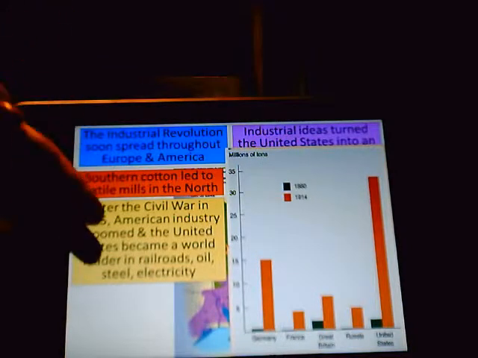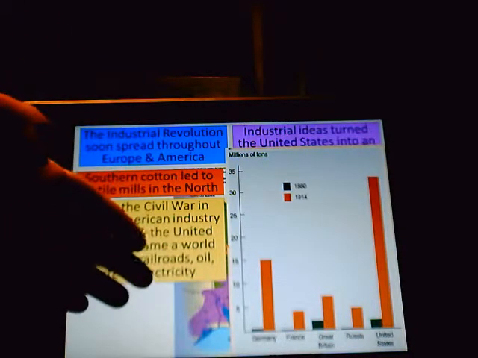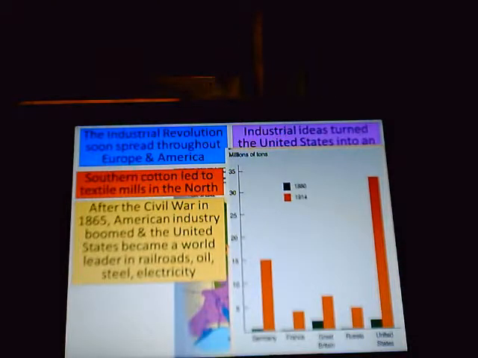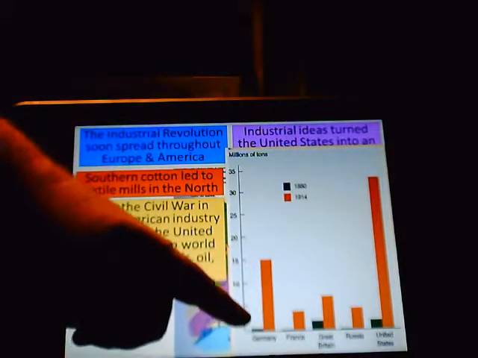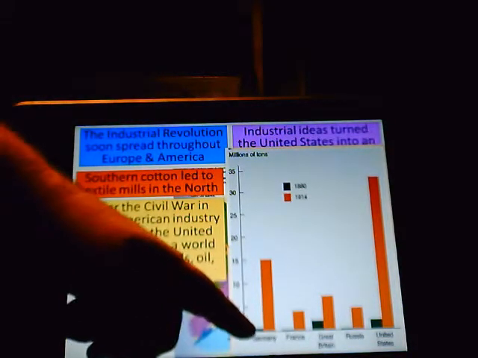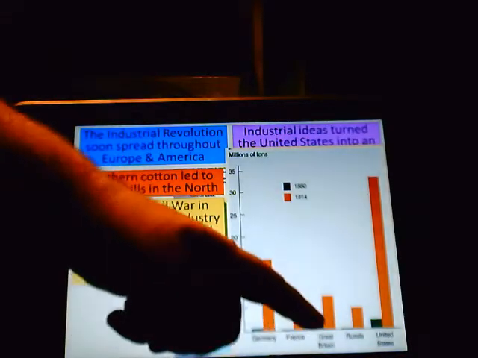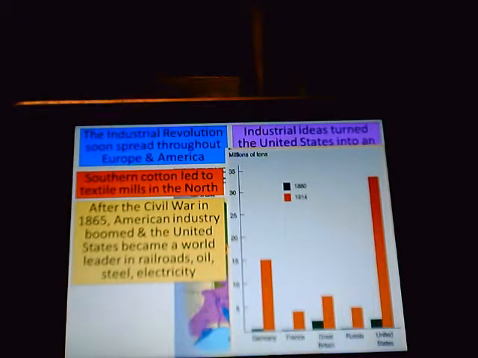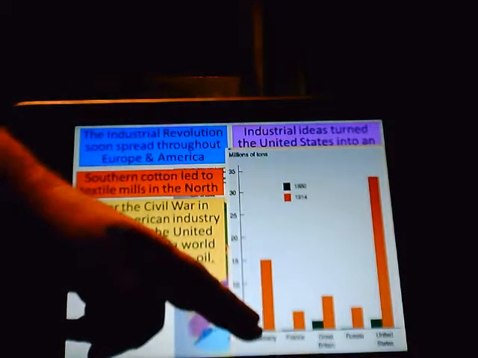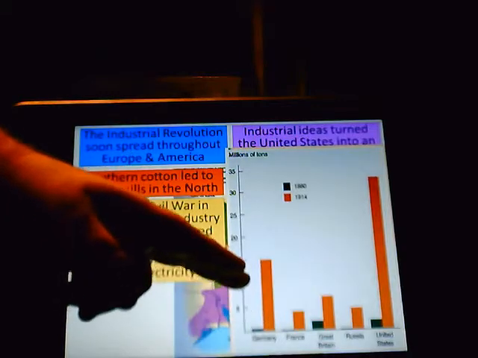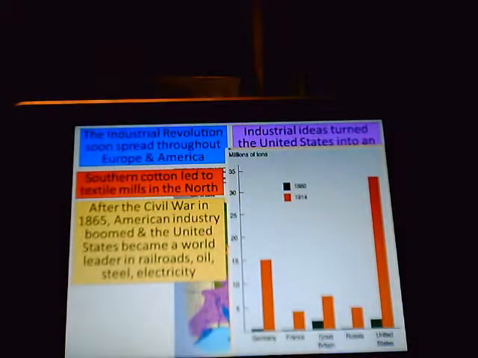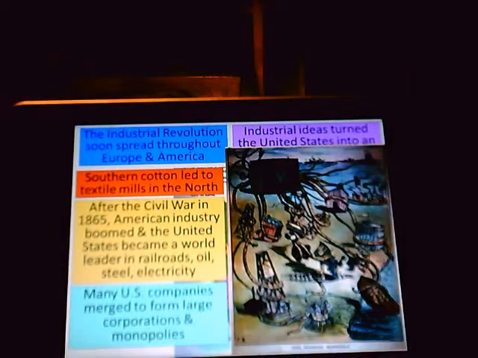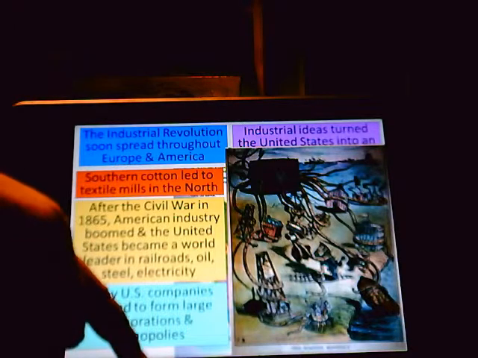Look, this is what it was in the 1880s. Look how small, the millions of tons. And this is what it is 34 years later. It goes from, what, 1.1 to 15. It's just a massive change. Many U.S. companies merged to form large corporations and monopolies.